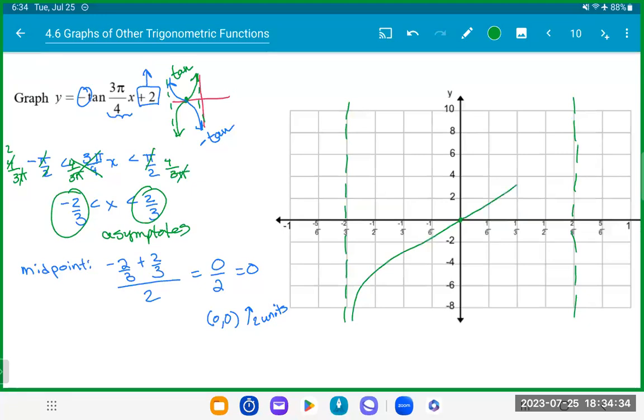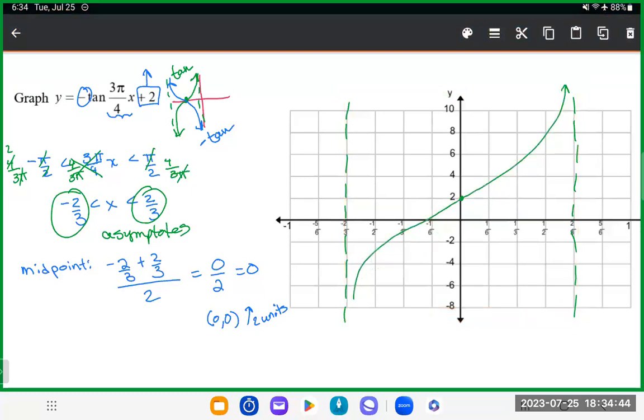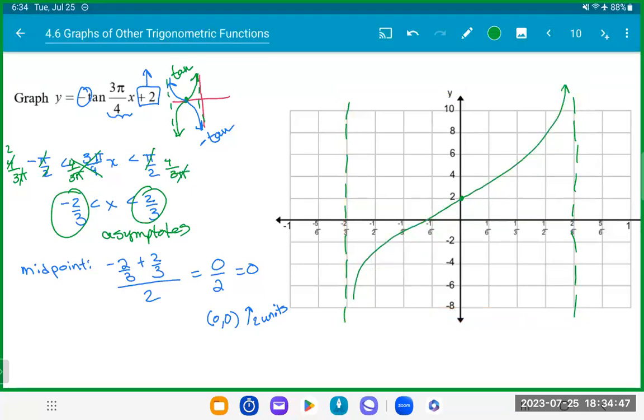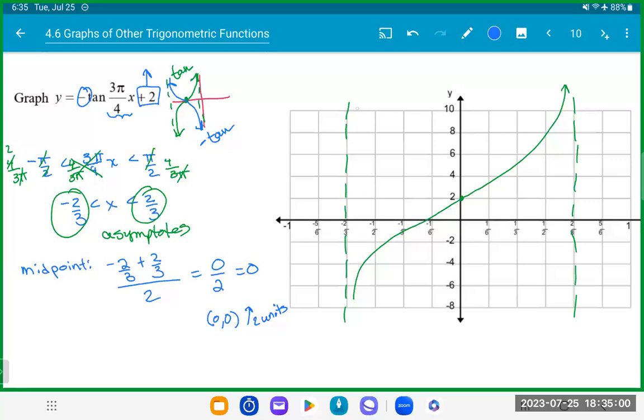If we weren't shifting, it would look something like this. But remember, we are shifting our graph up, so we can take that and shift it up 2 units. That is the positive look of it, but we want to do the reflection for the negative, so that reflection would look something like this. Okay? Question.